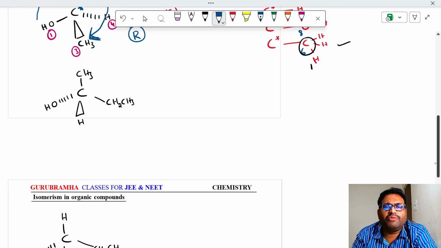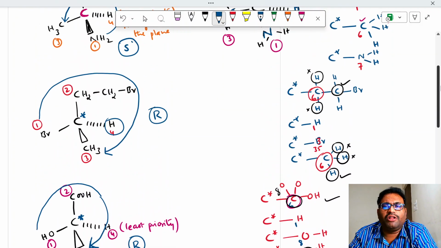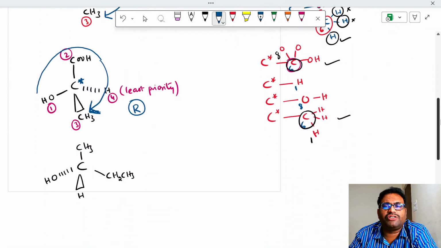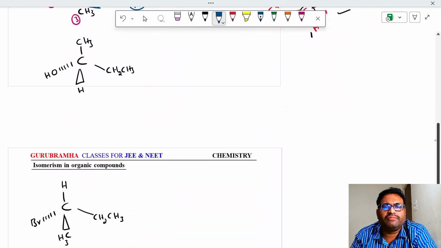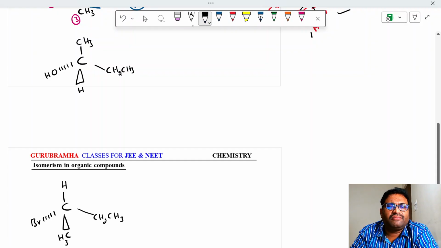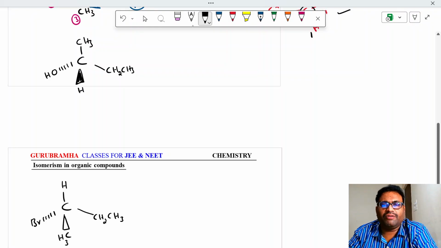Coming to the next molecule, in all the three molecules we have seen up to now, hydrogen is away from the observer. But here, hydrogen is above the plane, that is, towards the observer. That means the least priority group is towards the observer. So now let us see what you need to do. This is the chiral carbon.